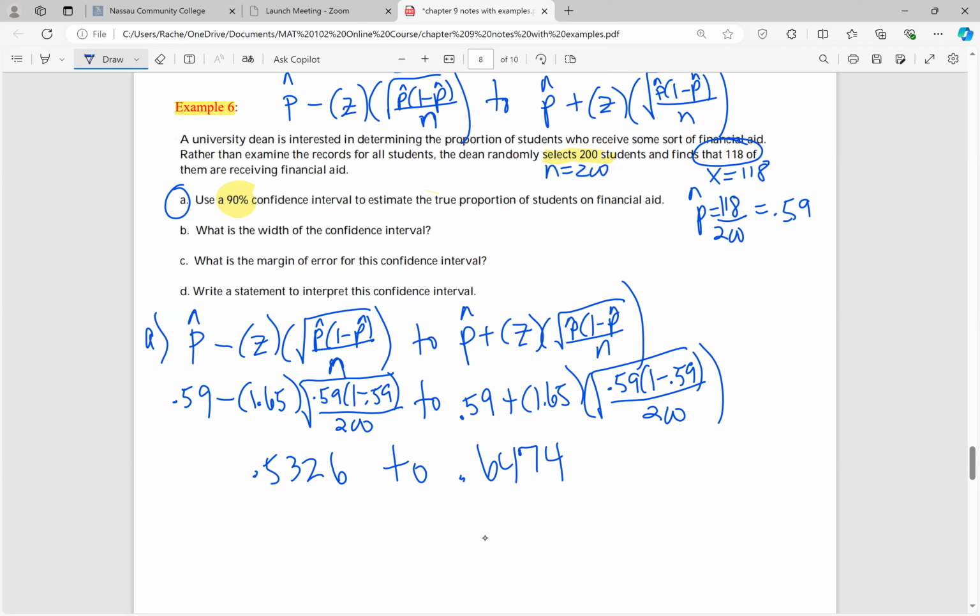So my confidence interval is from 0.5326 to 0.6474. And what that represents is the range on the proportion of students who receive some sort of financial aid that we're 90% confident is going to include the true population proportion of students that get financial aid. And we'll write down the interpretation for Part D.